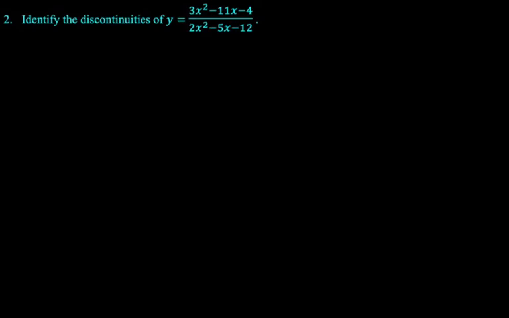All right, next problem. Identify the discontinuities of y equals 3x squared minus 11x minus 4 over 2x squared minus 5x minus 12. All right, so we basically need to factor the numerator and the denominator because a removable discontinuity will be a factor of the numerator and the denominator, and a vertical asymptote will be a 0 of the denominator that doesn't cancel out.